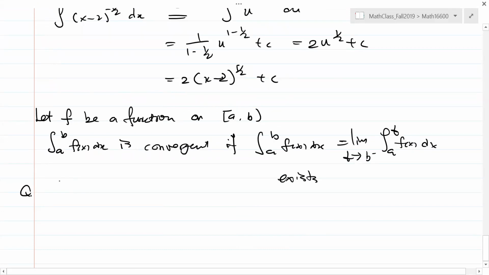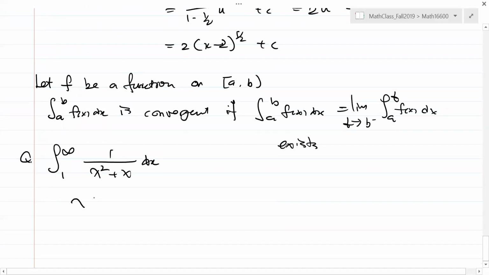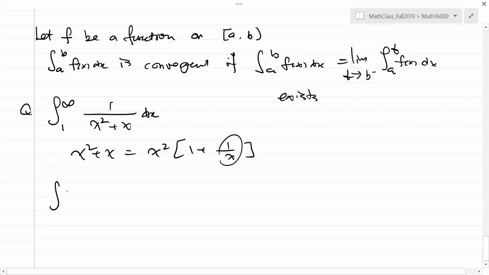All right. So take a look at the following example. Now, how do I know this is convergent? The integral is improper, and there's x squared plus x there. When x is getting larger and larger, which term dominates in the denominator? x squared, right? You can see that x squared plus x equals x squared times (1 plus 1 over x). So when x is sufficiently large, this term can be ignored, so you get x squared. I know this is finite. This is convergent. So I think for the same reason, this will be convergent too.